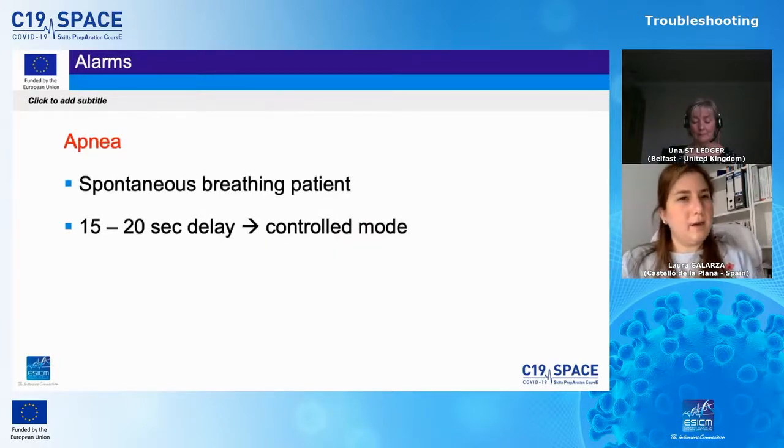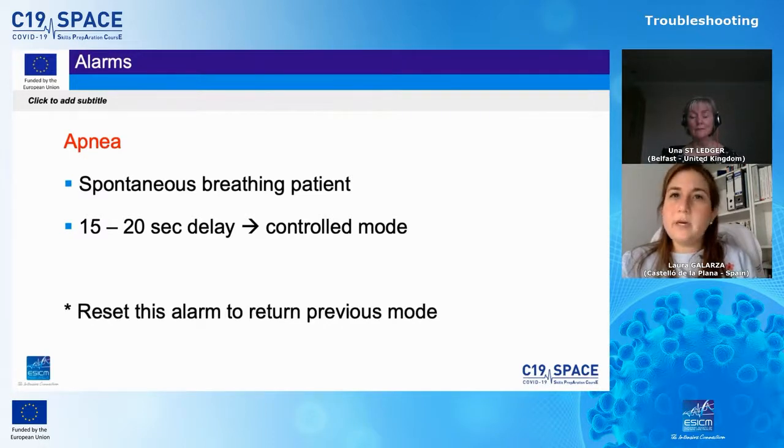Our last alarm is the apnea alarm that is only seen in spontaneous breathing patients. 15 to 20 seconds after the last breath, if the patient is not breathing again, the ventilator will change into a controlled mode as a security measure. We should check our patient and assess why he's not breathing. Maybe he still has some sedation, or maybe the patient is deteriorating. Nevertheless, if we want to return to the spontaneous breathing mode, we should press the reset button. If not, the machine will go on and on within the control mode.